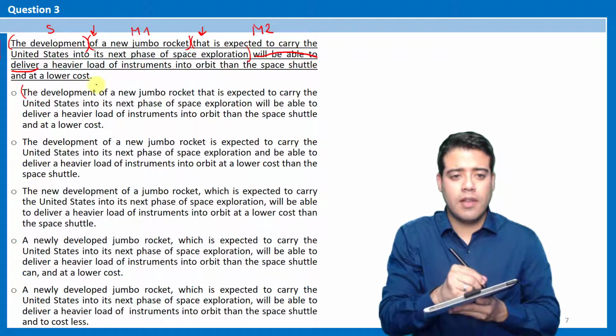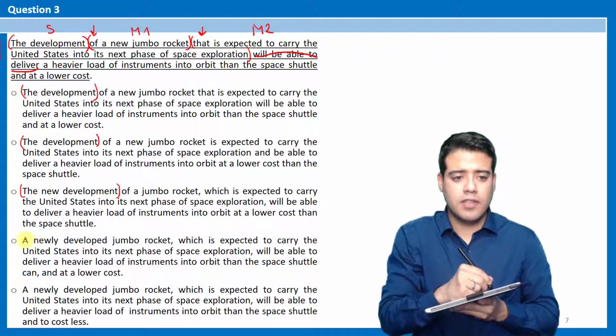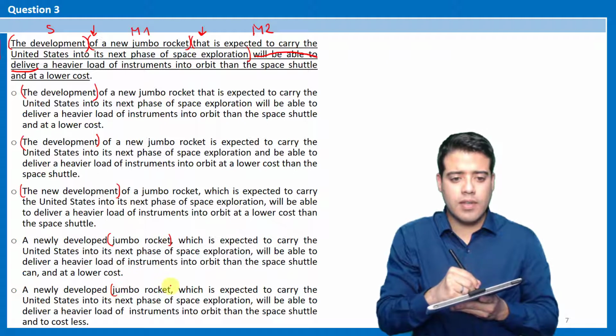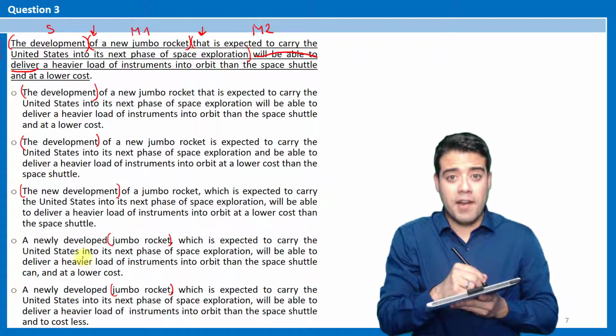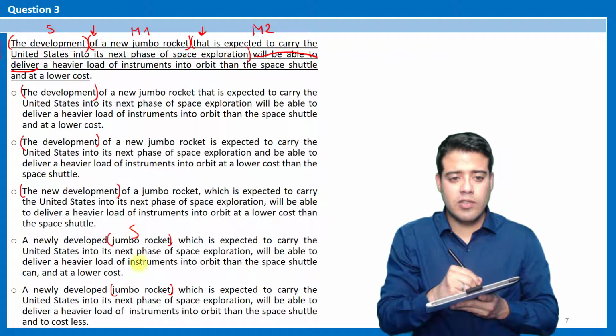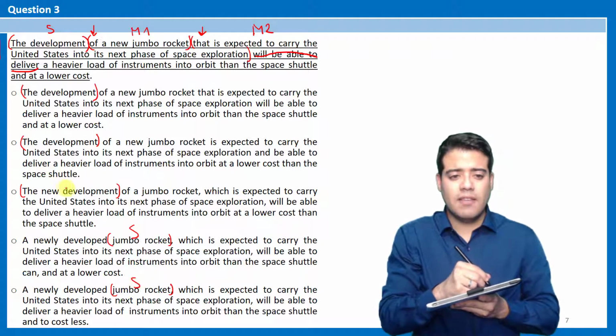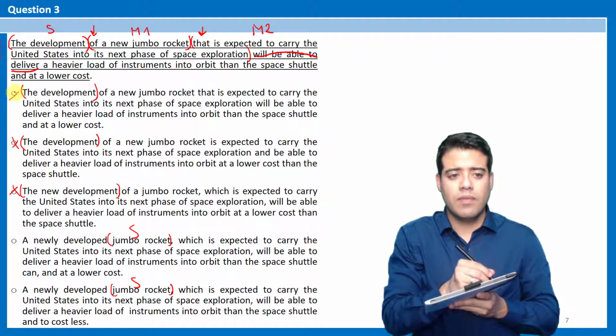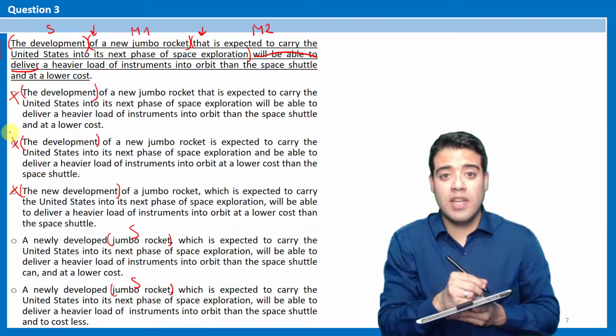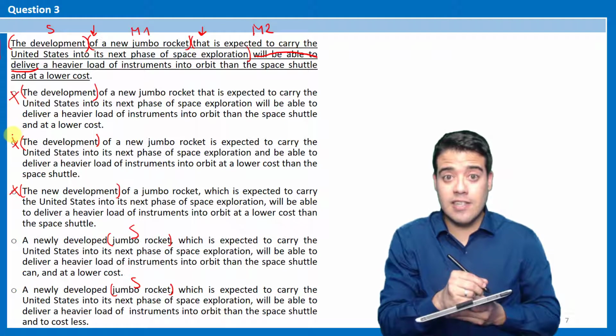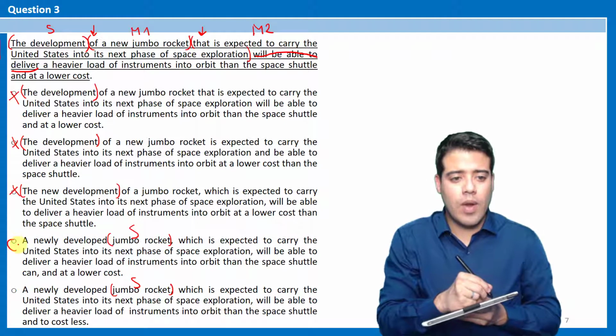You have the development versus the development versus the new development versus a newly developed jumbo rocket. Newly and developed are modifiers. The true subject is jumbo rocket. And the thing is that developments cannot deliver anything. The rocket will be able to deliver a load of instruments, not its development, okay? So we are between these two choices.